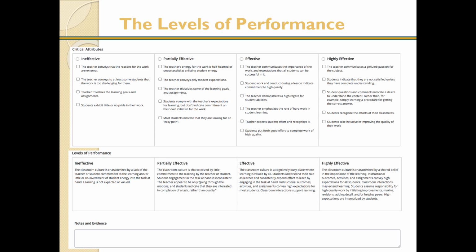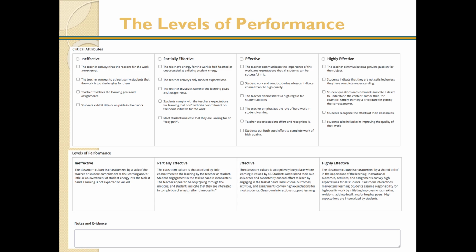For effective, the classroom culture is a cognitively busy place where learning is valued by all. Students understand their role as a learner and consistently expend effort to learn by engaging in the task at hand. Instructional outcomes, activities, and assignments convey high expectations for most students. Classroom interactions support learning.